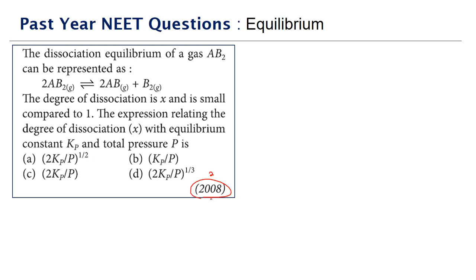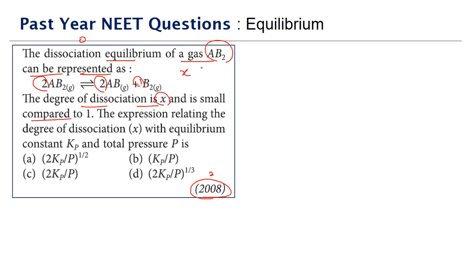Next, this is an important model of question. This is on the gas equilibrium, or the equilibrium involving the pressures. The dissociation equilibrium of gas AB2 can be represented as 2 molecules of AB2 giving 2 molecules of AB and 1 molecule of B2. The degree of dissociation is X, and is small in comparison to 1.